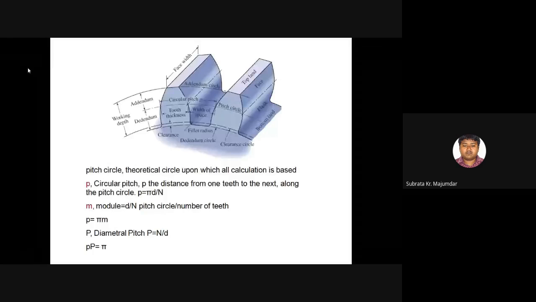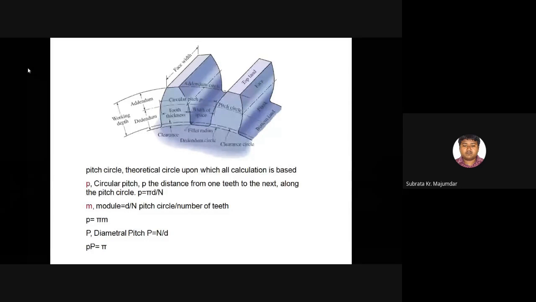Okay, first of all, you can follow this diagram. Several terms can be seen in the diagram, like face width, addendum circle, dedendum circle, tooth thickness, and working depth. Now we can discuss, word by word, the terminology of gear.